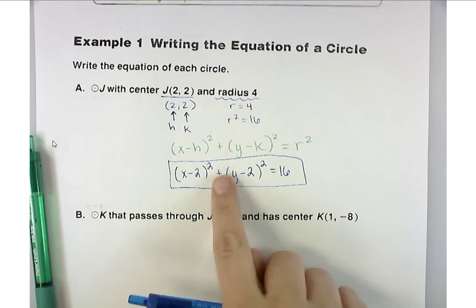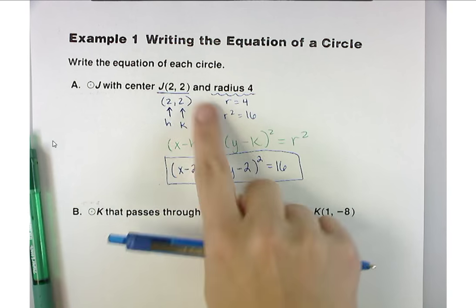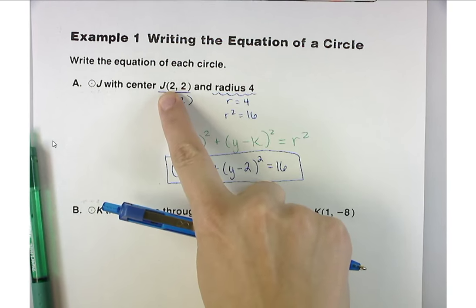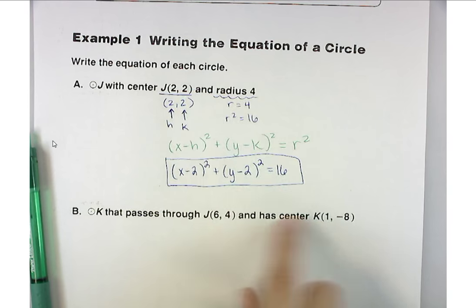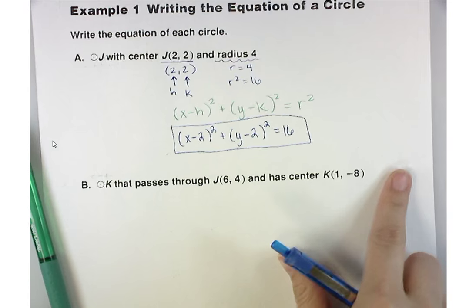Okay, so notice this format. See how it says x minus 2? But when you pull out the center, it's going to be 2. And this would be 2 as well. Okay, and that's because of the format of your equation.